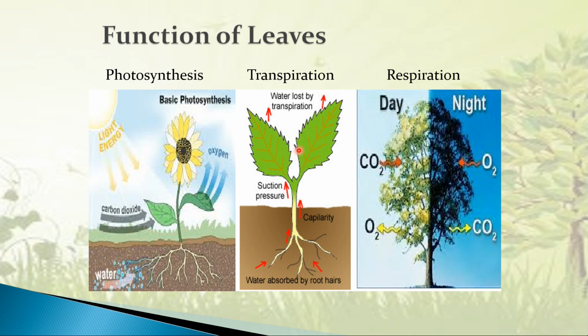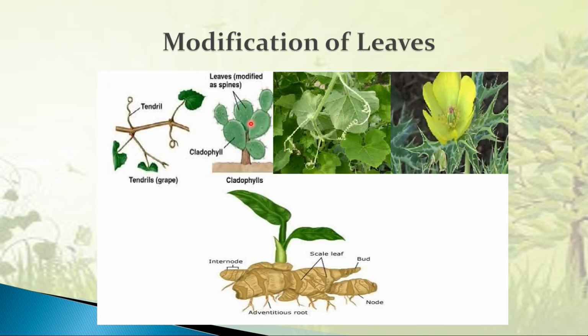Now, respiration. During daytime, leaves use carbon dioxide from air for photosynthesis and release oxygen. During daytime, plants take in carbon dioxide and release oxygen. Just the opposite process takes place in the night. They take in oxygen and give out carbon dioxide. These are the main functions of the leaves.